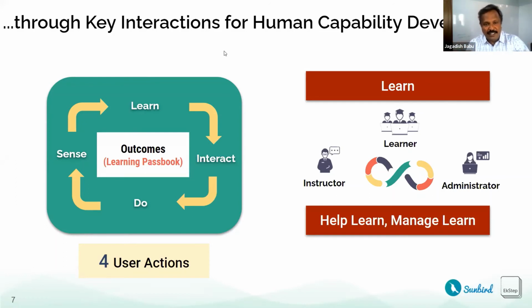So this is the current construct of learn, help learn, manage learn, for instructors, learners, and administrators. Generally, all interactions are designed around these four user actions. It doesn't mean these building blocks cannot be put to new actions, but in the current context, these are the interactions designed for learning, participating in the learning process, sensing to assess whether the learning is happening or not, and based on the outcome of sensing, further learning. This is the cycle that the systems have evolved around. Okay, next slide, please.